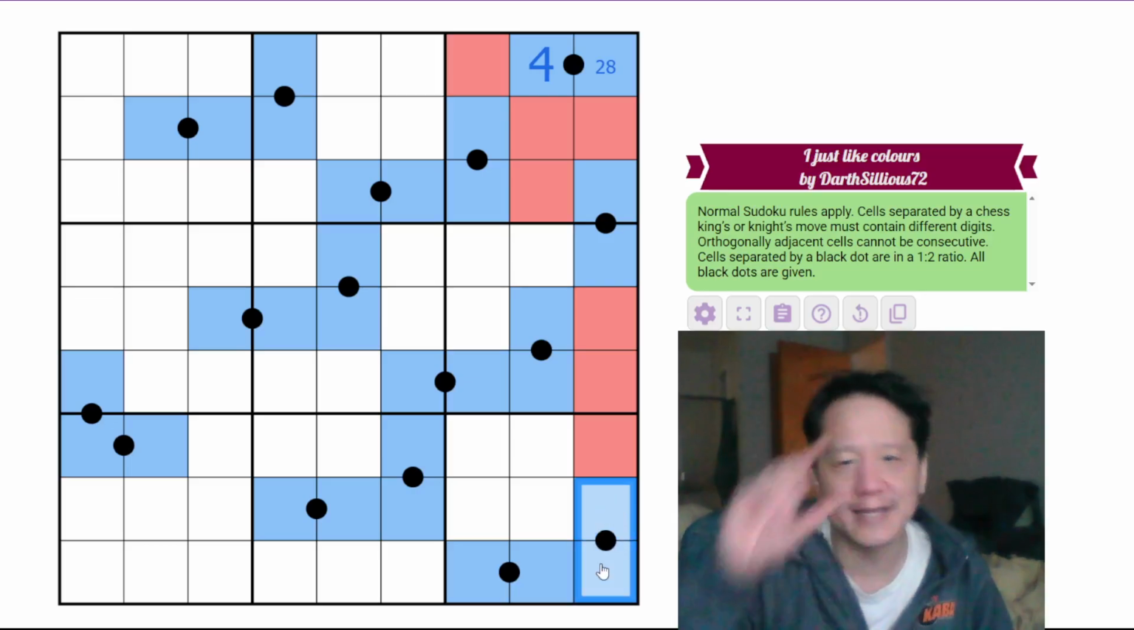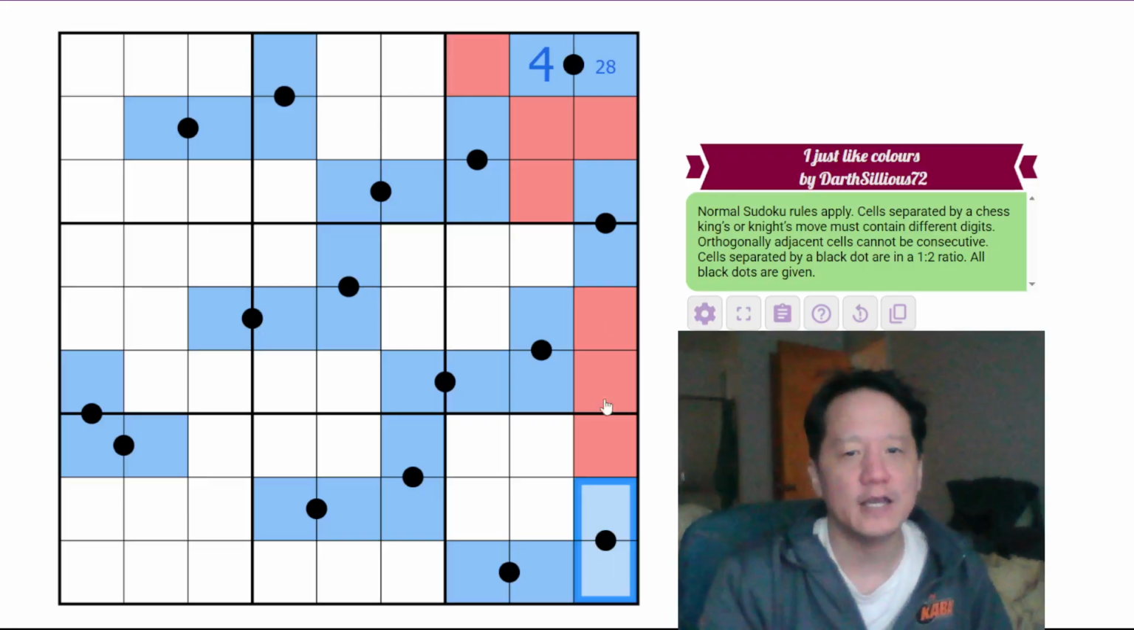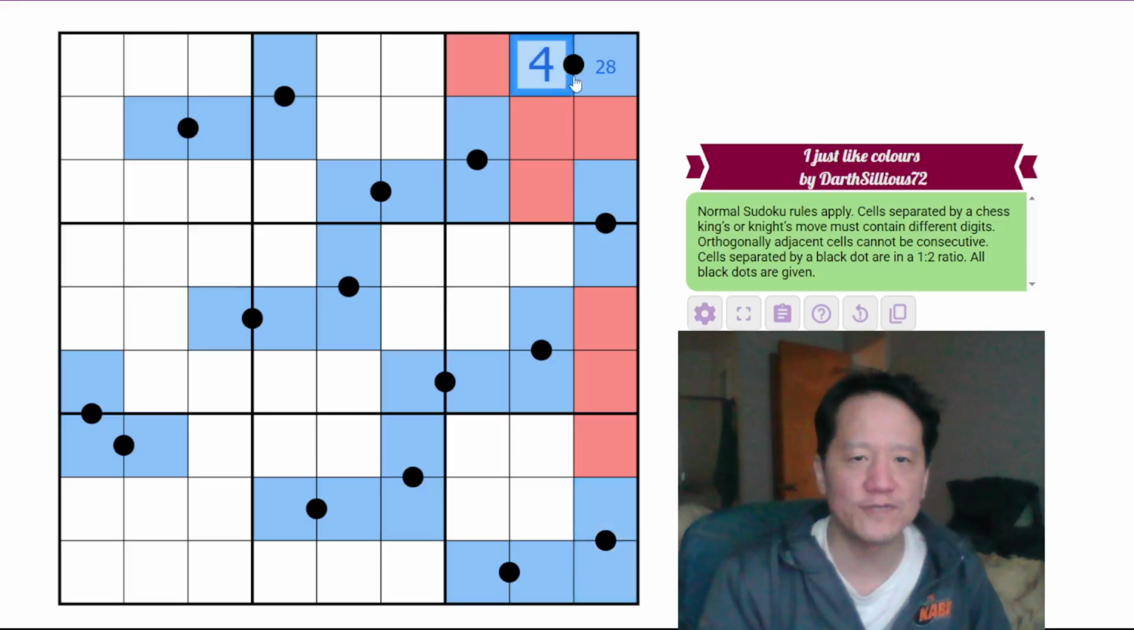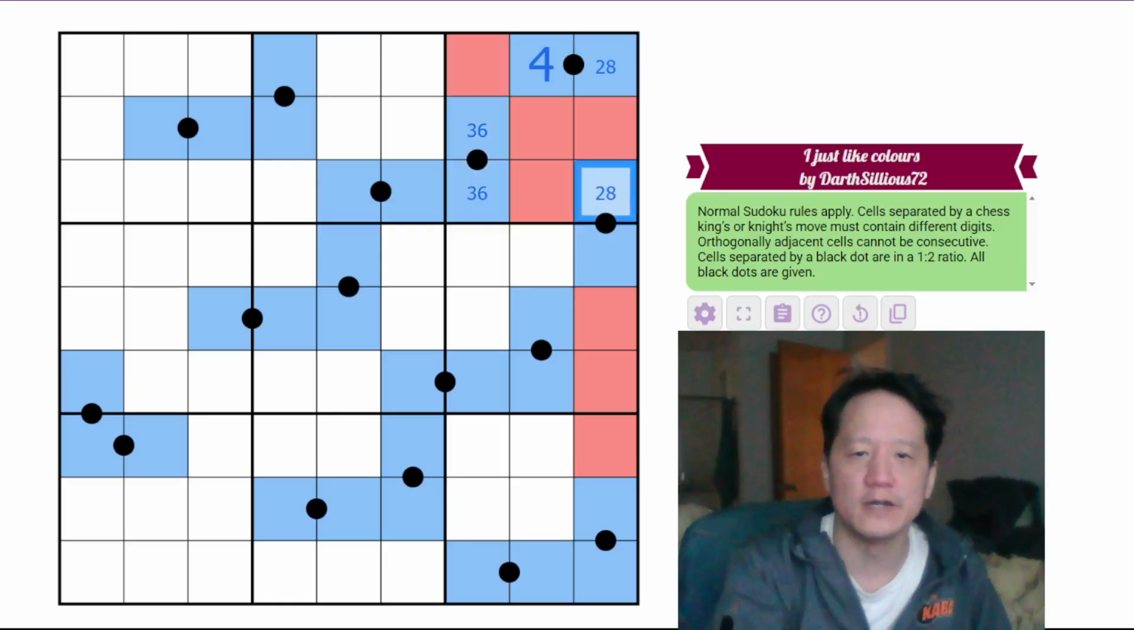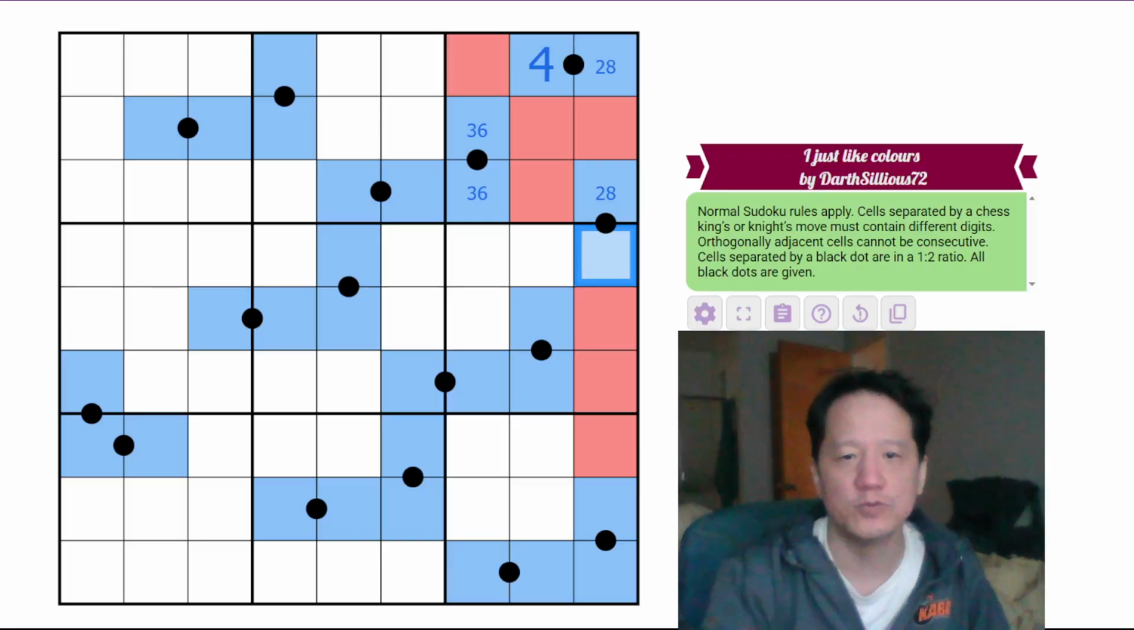So 2 and 8 can't be here as a separate one. And if we don't have 3 and 6, we could have 2 and 4, but then 8 can't be with any other digit because the 4 is already taken in that column. So this is 4 with 2 or 8. This must be a 3, 6 pair then, which forces this to be 2 or 8 here, which is in a 1 to 2 ratio with 4.